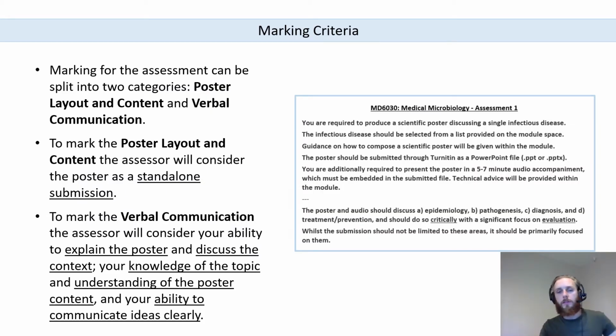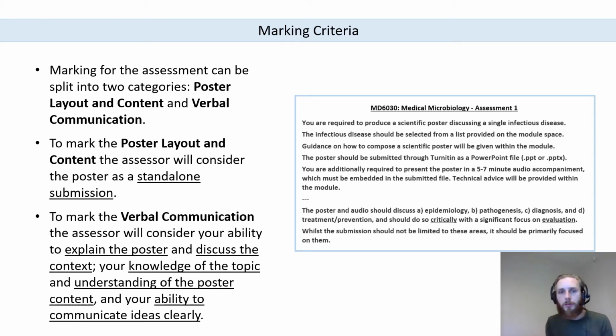When we're discussing the marking criteria, it's really important we note that we can essentially split the way the assessment is marked. We have mark awarded for the poster itself, and the poster itself should be a standalone submission. What I mean by that is, if someone is reading the poster, it should be understandable. It should speak for itself. It should be a complete submission.